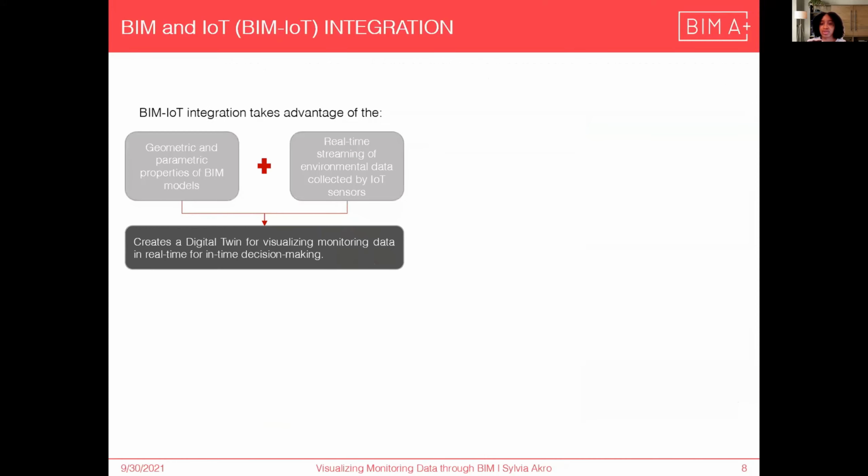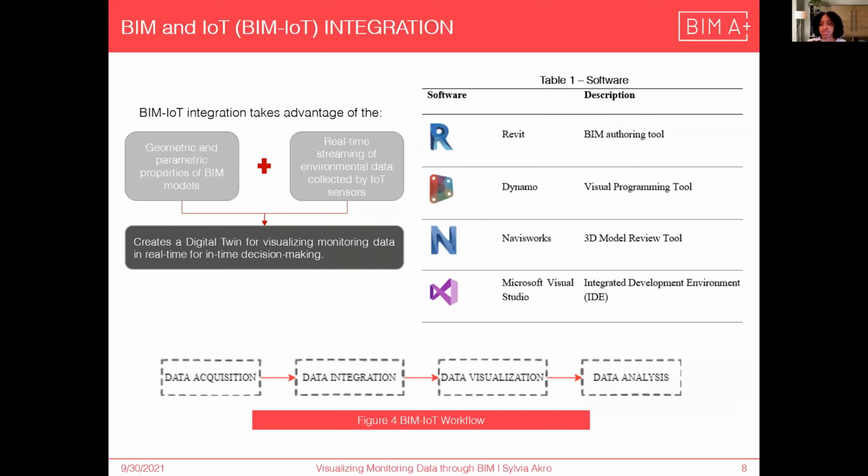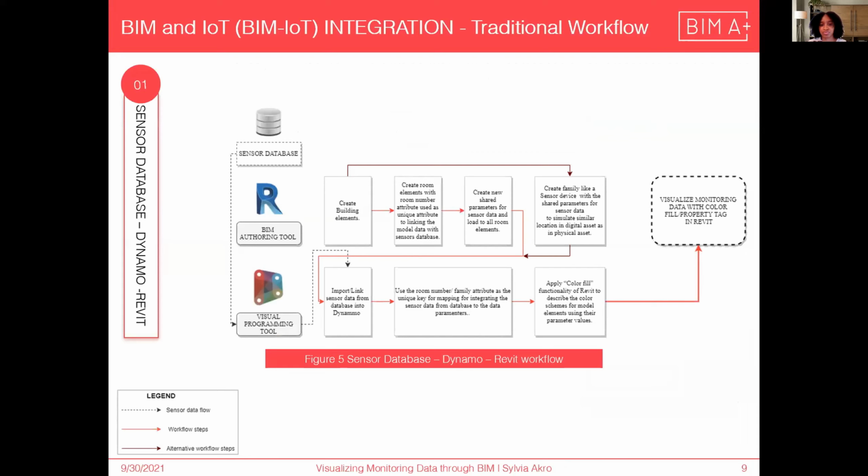So to integrate BIM with IoT, this takes advantage of the geometric and parametric properties of a BIM model and adds it with real-time sensor data. This helps to create a digital twin. I did some research based on literature review and existing workflows to carry out this integration. And here are some of the software identified as well as the workflow summarized from the literature review.